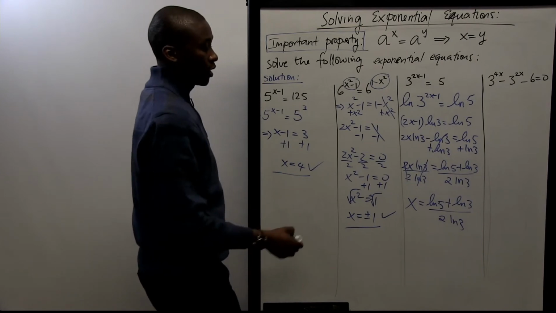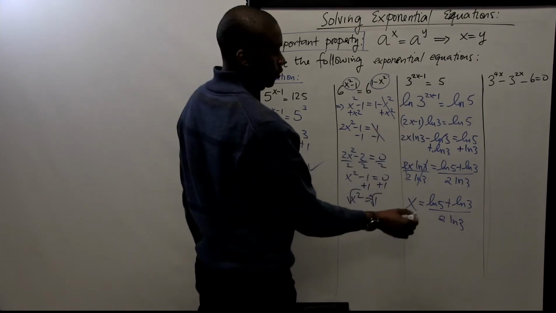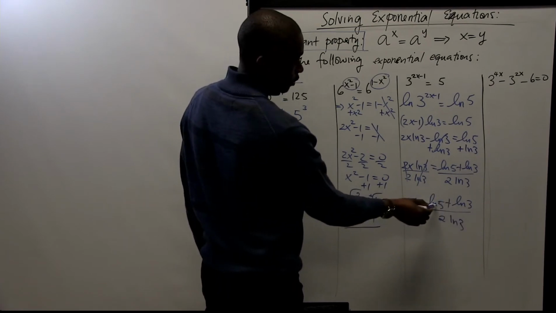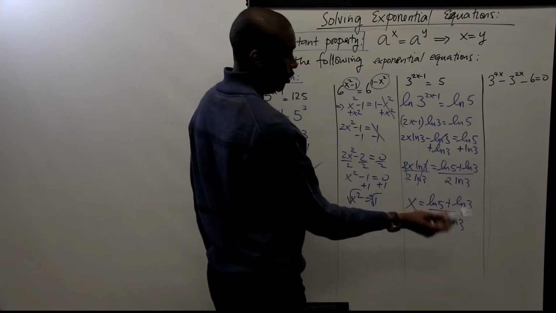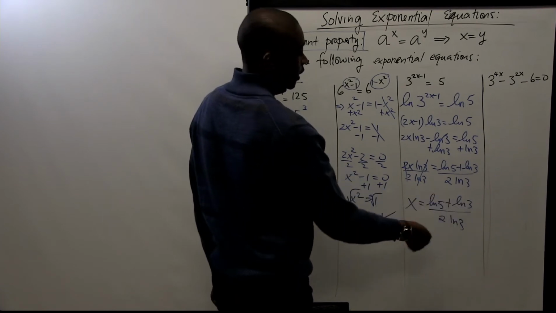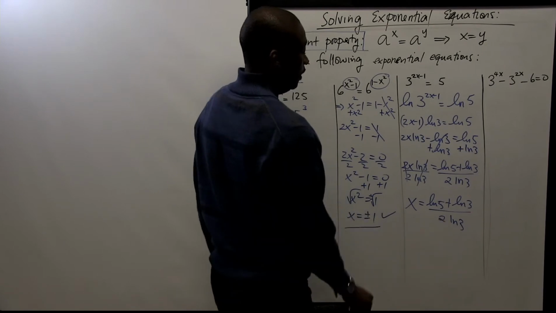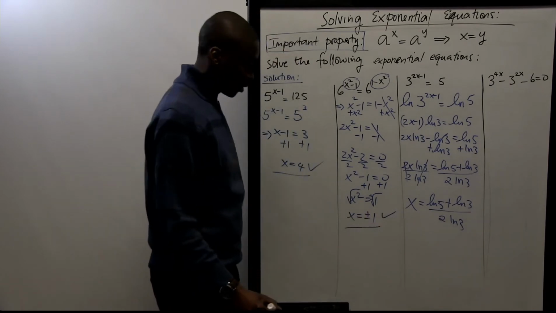If you wanted to find an approximation for this equation, then you'd have to evaluate this using a calculator, which is easy because this is log base e. That's the ln function on a calculator. So ln 5 plus ln 3, get a result and divide that result by 2 ln 3. That should give you the decimal approximation of this solution.